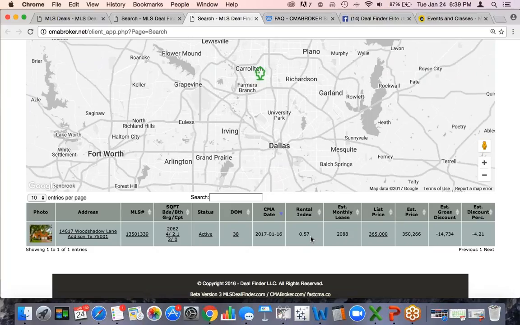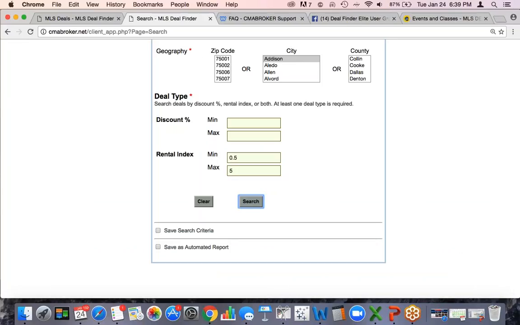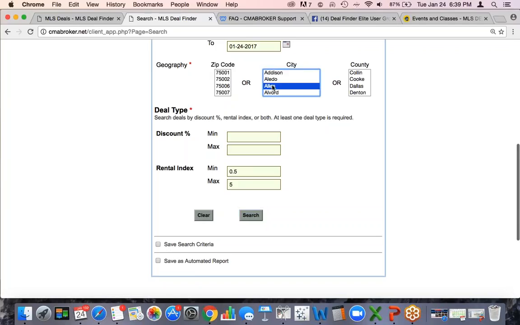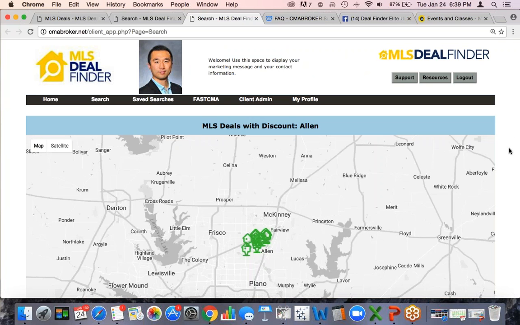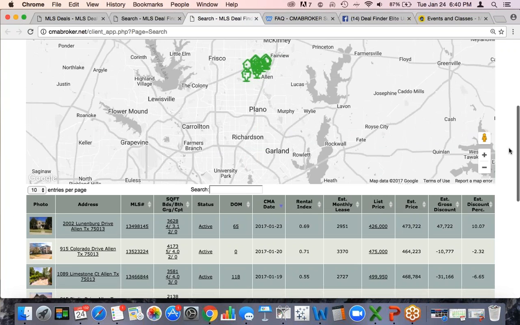0.57 is not really a very good buy and hold property. So what that means is Addison is probably not a good area to invest in right now if I'm looking for good cash flow. Let's try something else. Let's try Allen. Allen is a pretty popular area too, but let's see if we have better luck. So I keep everything in the search the same, and click on search. Let's see. Oh, we've got a few more hits.